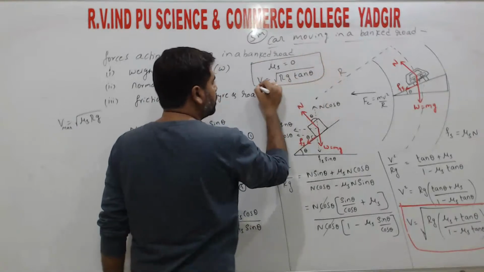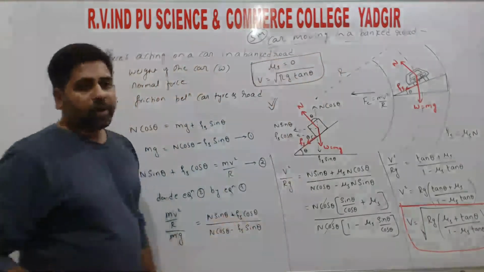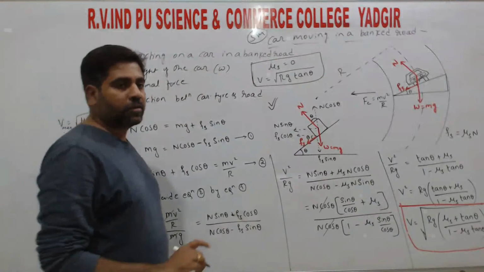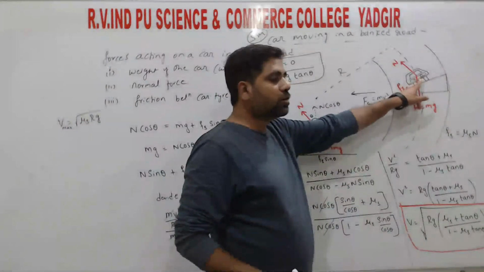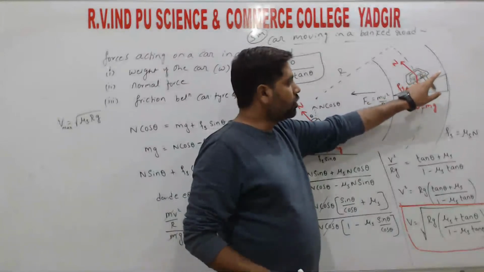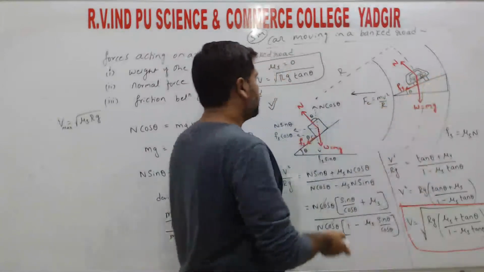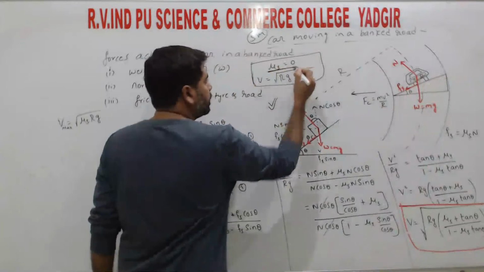So this is one special case, when the coefficient of static friction is 0. That means no friction acts between the car and the road. So that we have the coefficient of static friction.